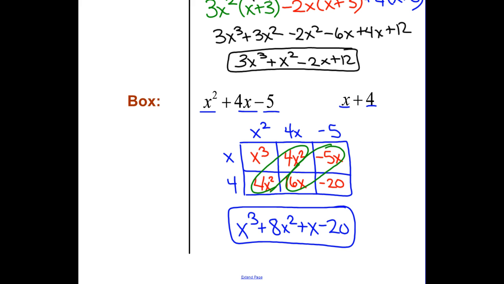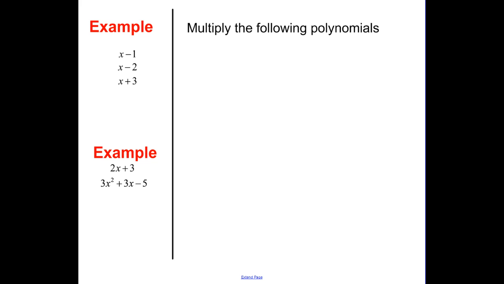Now either way you guys want to do this will work fine. The box method might take a little bit longer, but it works pretty efficiently as well. So I'm going to try a couple more here for examples for you. Now when we do a 3 by 3 here, you guys can see we have three polynomials. We have x minus 1 times x minus 2 times x plus 3. But really what I'm going to do is I'm going to multiply two of them first, then I'm going to bring the third one in.